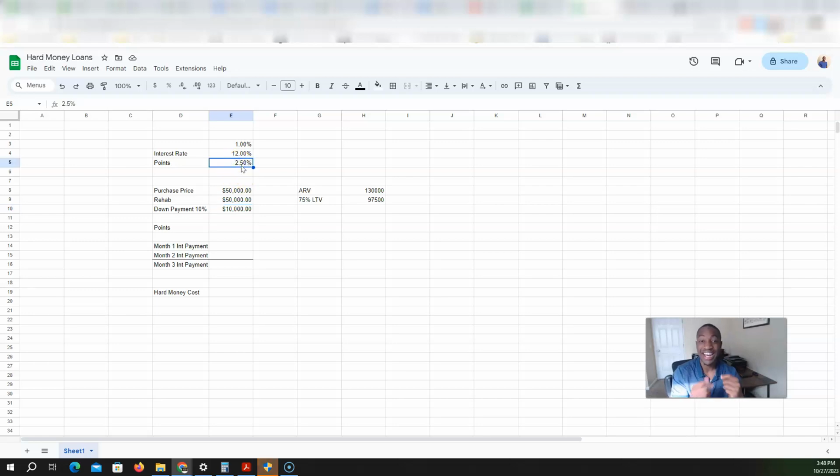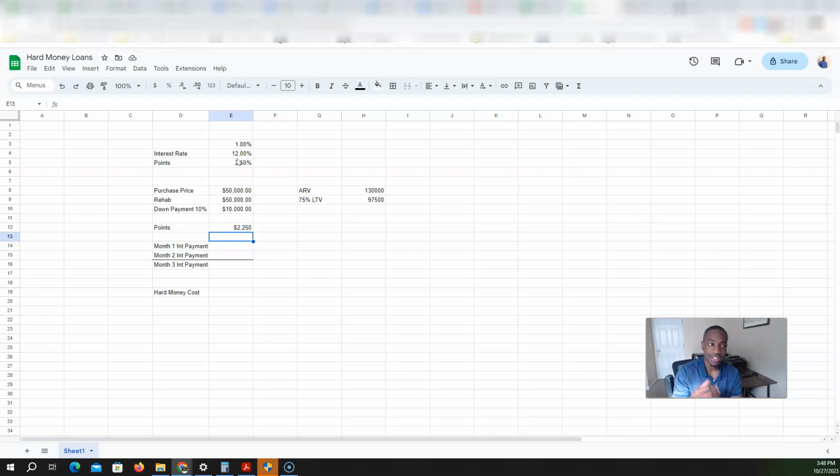Now, your points is an upfront fee that you have to pay your lender before anything happens. And this is based off of your purchase price plus your rehab minus your down payment. So, for example, this would be $90,000 times 2.5%, and that's going to be your payment. So if we just do $90,000 and multiply it by that 2.5%, that's the amount you have to pay at the closing table upfront.